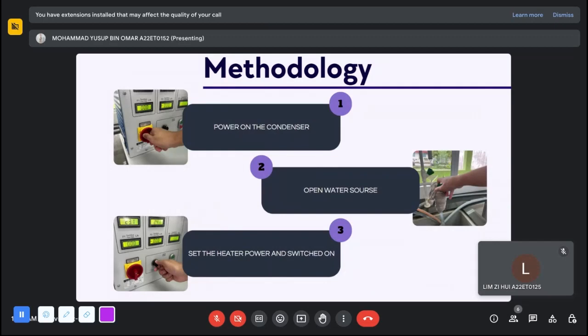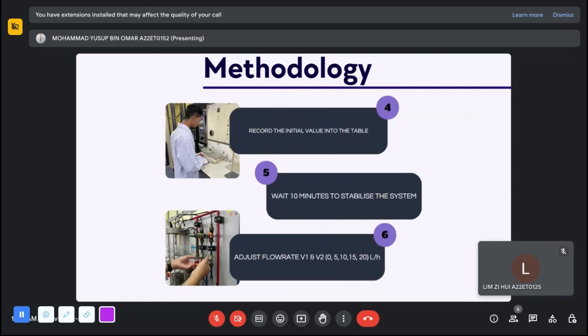So we proceed with the methodology. First, we need to power on the condenser. After that, open the water source. Then set the heater power and switch on. After that, we need to record the initial value into the table. Then we need to wait 10 minutes to stabilize the system.